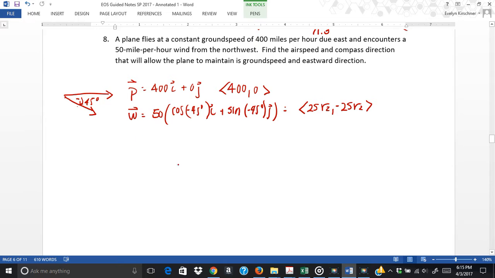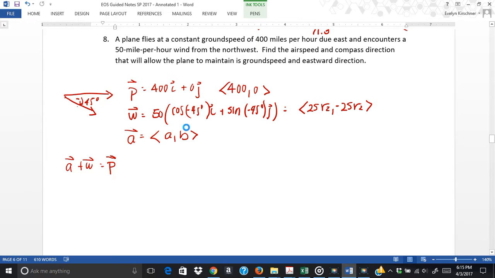And then what I need to know is its airspeed. This is a ground speed. I need to know what its airspeed is. So A, we're just going to call that A and B. We need to find out what that is so that the plane is actually going due east at 400 miles an hour. So ground speed is different from airspeed. Ground speed is how it looks on the ground, how fast you're going. Airspeed is different.